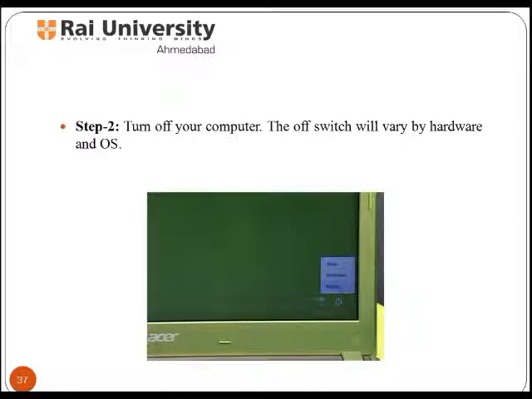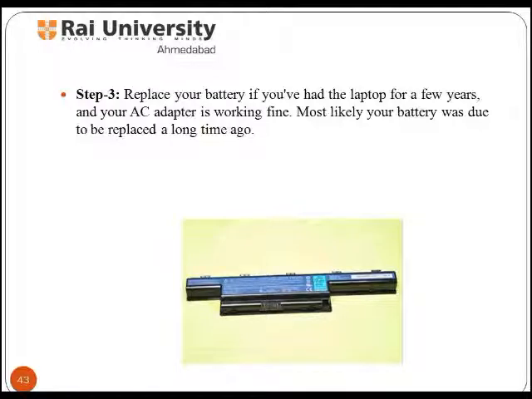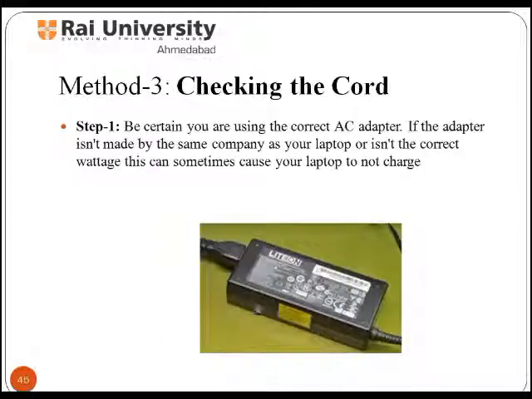Then turn off your laptop. The off switch will vary by hardware and operating system. Now cut off the power. Remove the AC adapter and the battery. Replace them after 10 seconds. Batteries will eventually get damaged over time, causing them to lose their charge quickly. Now replace your battery if you have had the laptop for a few years and your AC adapter is working fine. Your battery needs to be replaced after a long time, and see if your laptop is under warranty.